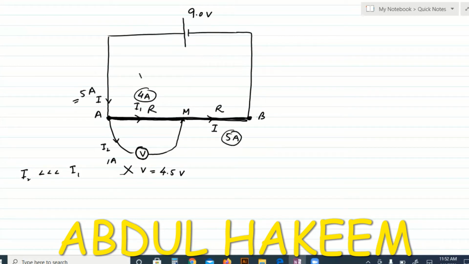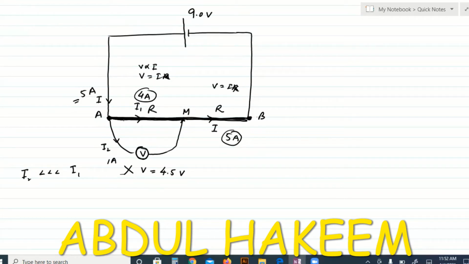So according to the formula, V is equal to IR, R constant suppose, then V is directly proportional to I. So small current, small potential, and large current, large potential. So it means both are not equal. This is one of the reasons, because resistance is the same, but the current divides in the AM loop, and the M to B current is bigger than AM, so the voltage is not the same. This is one reason.